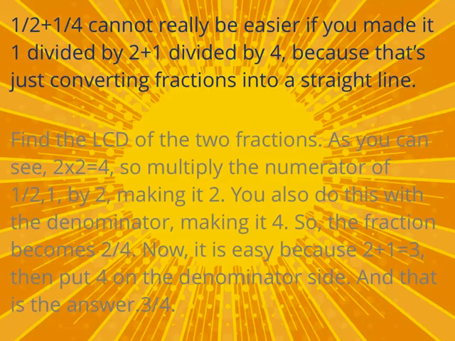As you can see, 2 times 2 equals 4, so you multiply the numerator of 1/2, 1, by 2, making it 2. You also do this with the denominator, making it 4. So, the fraction becomes 2 over 4. Now, it is easy. 2/4 plus 1/4 equals 2 plus 1 over 4, or 3/4. And that is the answer.